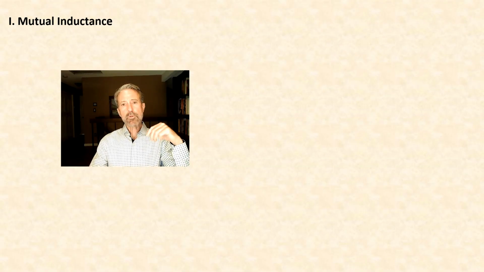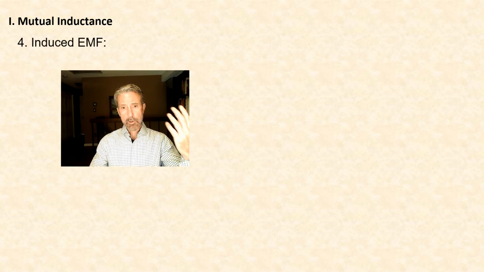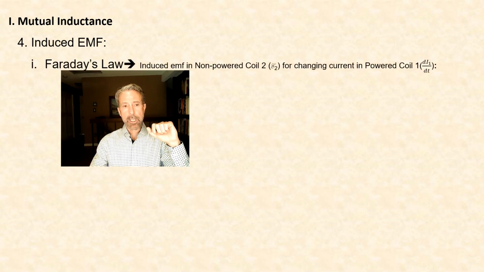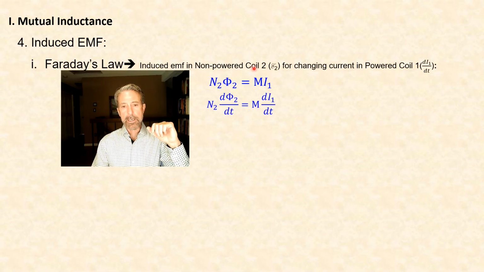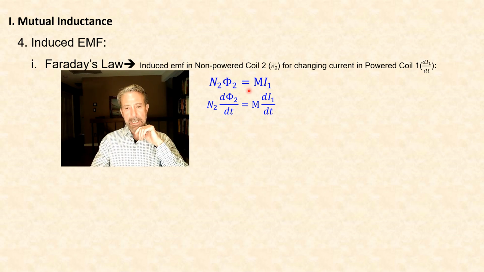From our definition of mutual inductance, we can now derive an expression of Faraday's law for the mutual inductance of these two solenoids. Starting with what we introduced on the previous slide, the mutual inductance is simply the proportionality constant between the total flux in the non-powered coil and the total current in the powered coil. That's what we see in this first line. When we take the time derivative of both sides to get the time rate of change of these quantities, that brings us to our second line.